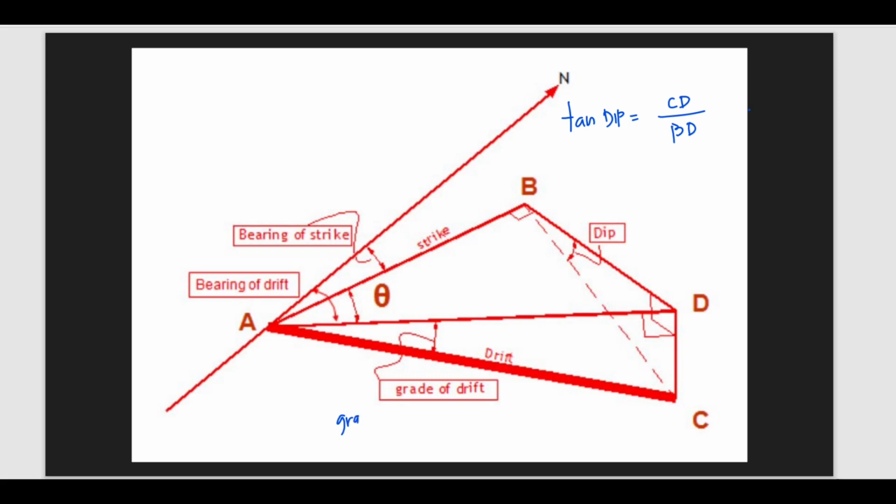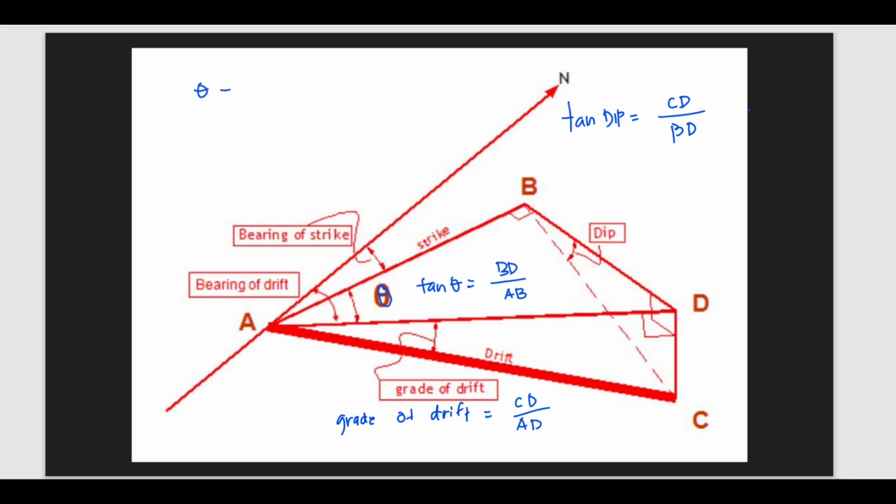And then here at the bottom, for the grade of the drift, you can just use rise over run, so CD all over AD. And finally, for the bearing of the strike, the first thing that we need to do is solve for the value of theta. Tangent theta is equal to BD, which is the opposite, over the adjacent, which is AB.